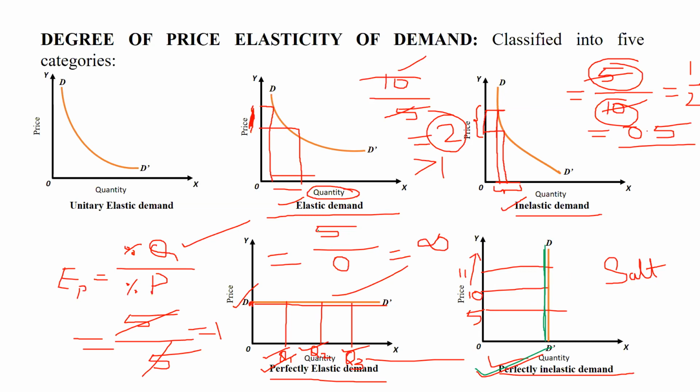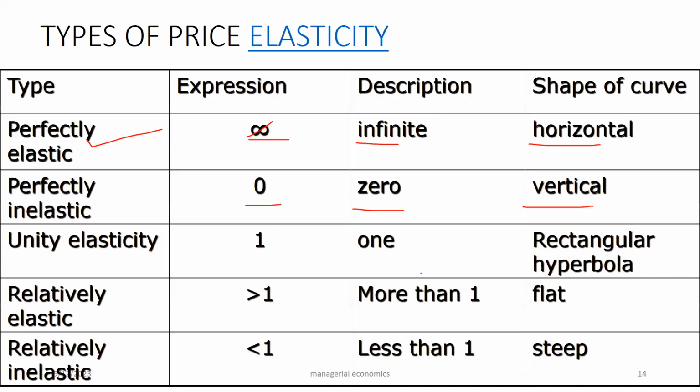And after that, simply we are going to apply this formula: percentage change in quantity over percentage change in price. You can see here 0, because there is no change in quantity in this case. So 0 divided by change in price, let's say this is a hypothetical 5. So what would be the answer? Always 0. So the value of perfectly inelastic is always 0 and perfectly elastic is always infinite.